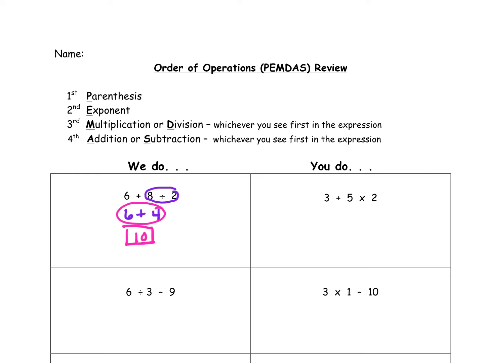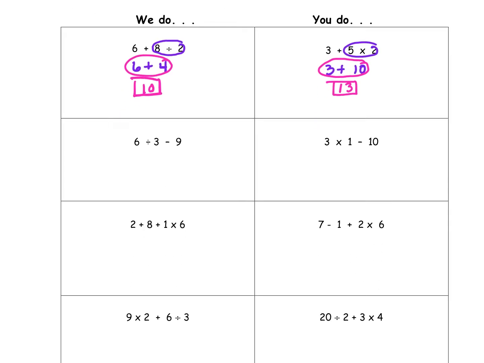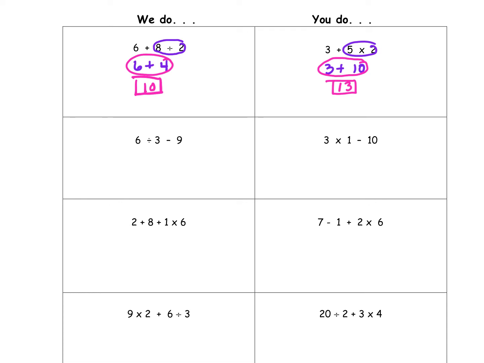So now please try this expression on your own. Pause the video and then look back at the result. The result should be 13. So now let's move on. You're going to notice that the expressions on this page don't involve parentheses, and we'll get to that on the next page. We're going to just focus on addition and subtraction, multiplication and division at this point.